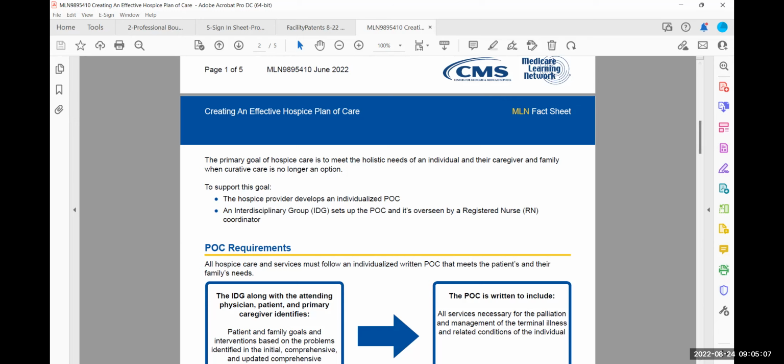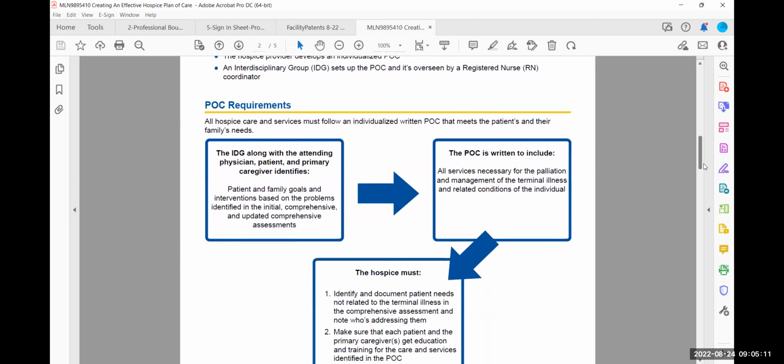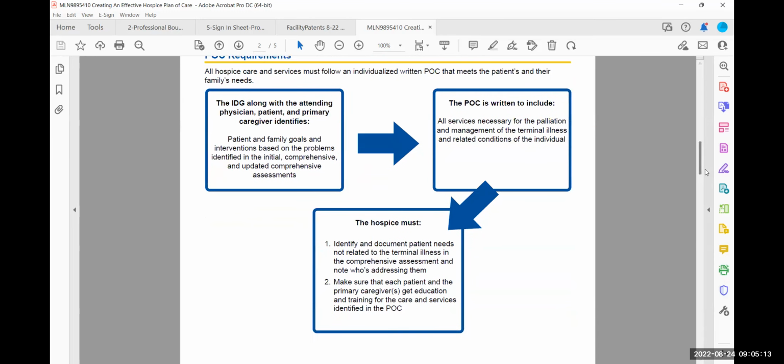What are the requirements as per Medicare? Well, all hospice care and services follow an individualized written plan of care, meets the patient's and family's needs. So the IDG, and that's supposed to include the attending and the medical director, right? Patient and their primary caregiver. So the patient and the caregiver have to be active participants in that plan of care. And the plan of care should be based on any problems or needs that are identified in that initial comprehensive assessment and any updated comprehensive assessments.